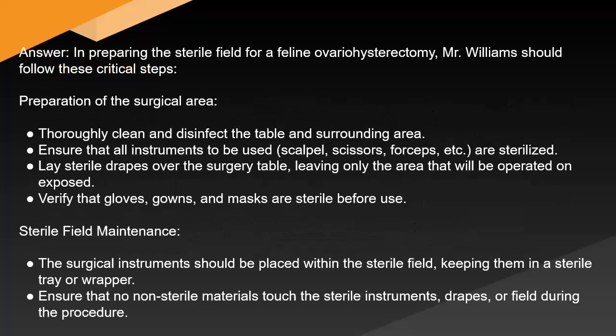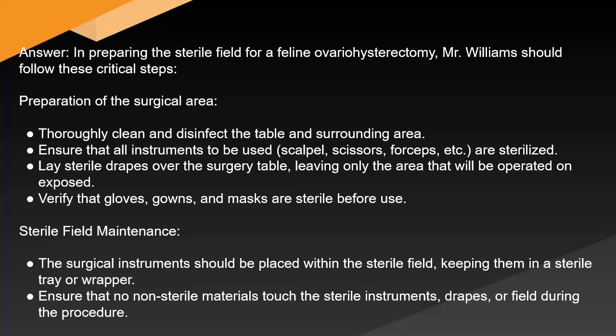Answer: In preparing the sterile field for a feline ovariohysterectomy, Mr. Williams should follow these critical steps. Preparation of the surgical area. Thoroughly clean and disinfect the table and surrounding area. Ensure that all instruments to be used, scalpel, scissors, forceps, etc., are sterilized. Lay sterile drapes over the surgery table, leaving only the area that will be operated on exposed. Verify that gloves, gowns, and masks are sterile before use.